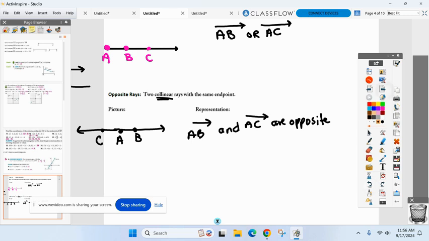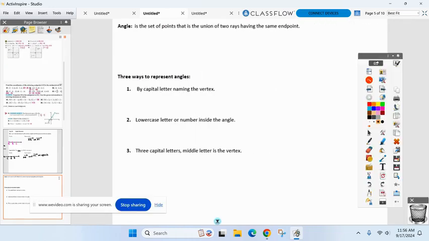Now here's the fun part. I put two rays together, and maybe not opposite. We got an angle. So everyone go ahead: two rays that meet at the same point. You guys have seen these. And you know what, guys? I'm already tired of saying two rays that meet at the same point.